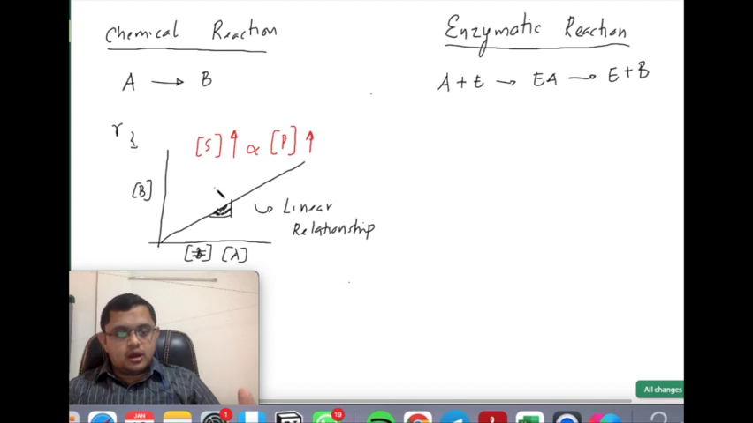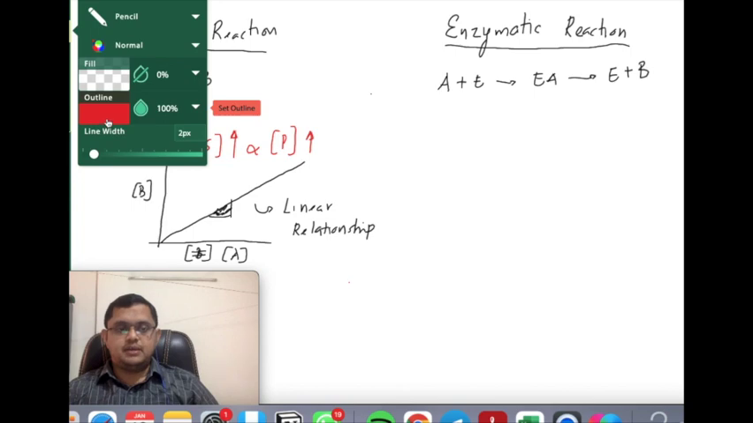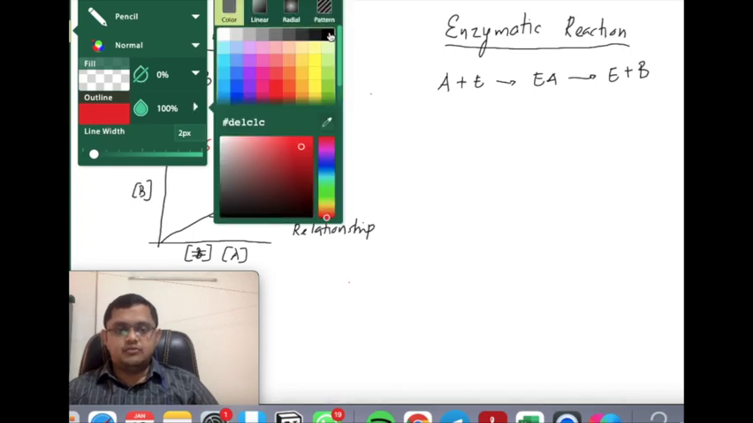So as long as the substrate is available, there is a product, there is no variation. If you want to increase the product, I have to include more substrate. But when it comes to the enzymatic reaction, will this obey the same way?